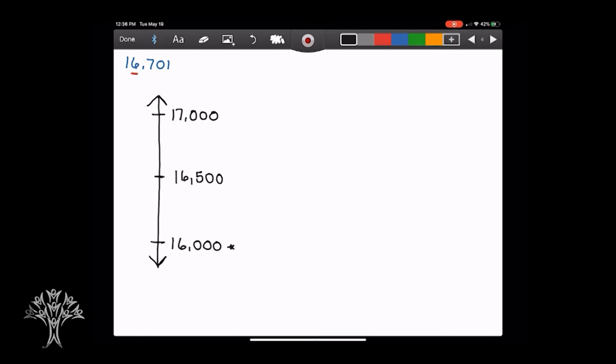16,500. So our next step now is to plot the number on our number line. 16,701. I know that is bigger than my midpoint. I'm going to put it about right there. Okay, so next we need to write what that would look like. So we've got 16,701 is about the same as 17,000.